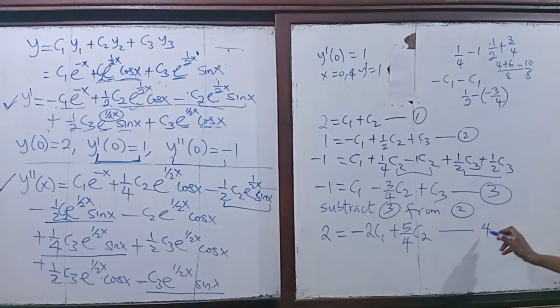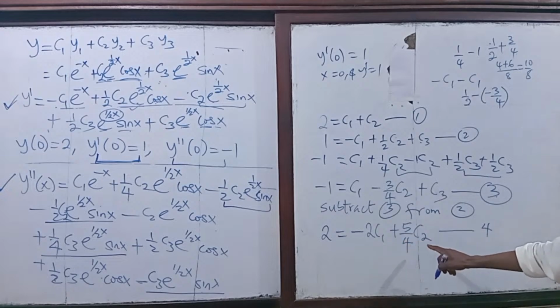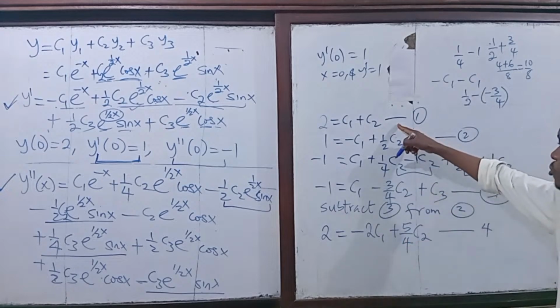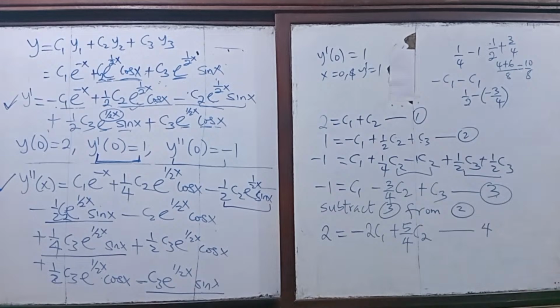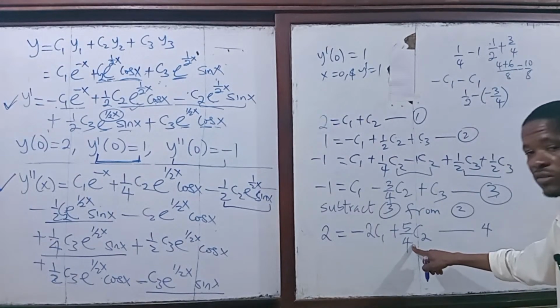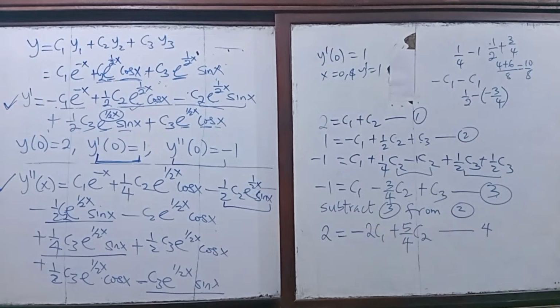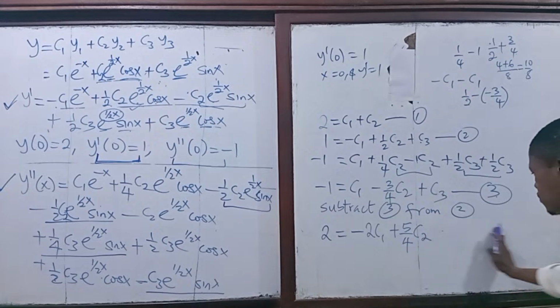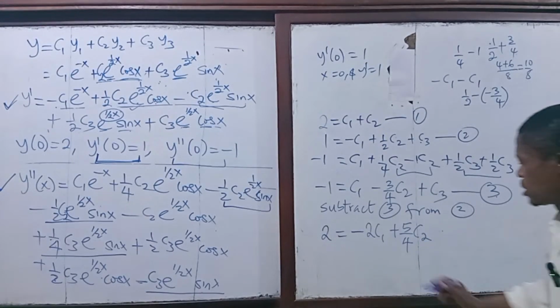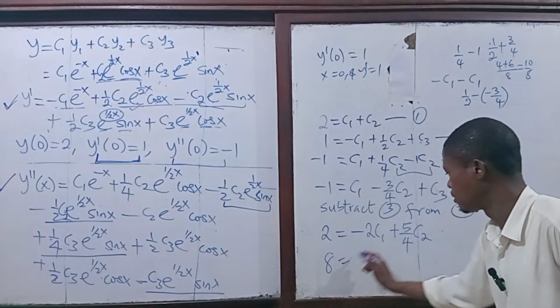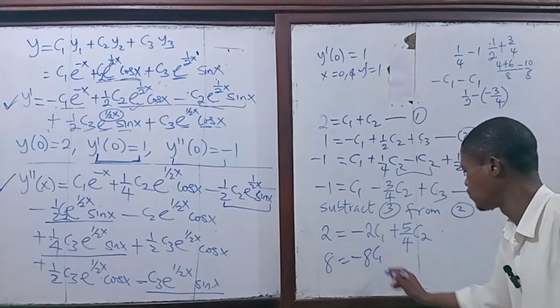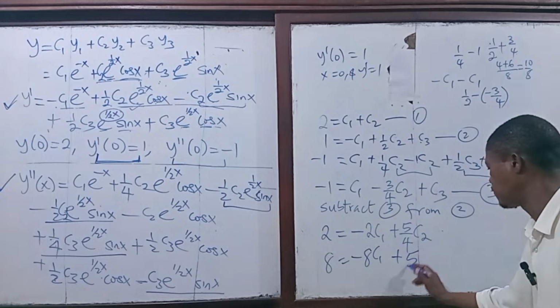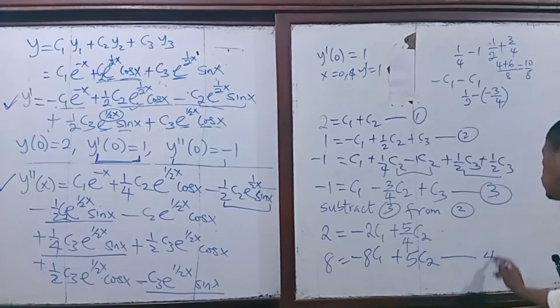My equation 4 is gotten from 2 and 3. So I have C1, I have C2, and I can combine equation 4 and 2 together. But before I do that, let's cancel this fraction. Multiply through by 4. That's 8 times 4, minus 8C1 times 4, that's 5C2. Equation 4 now.